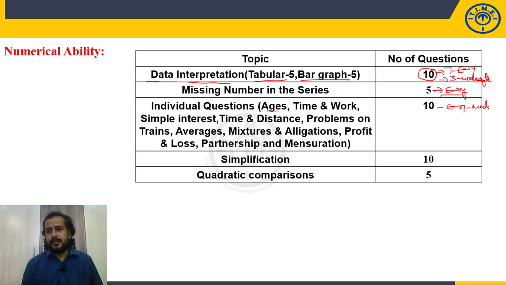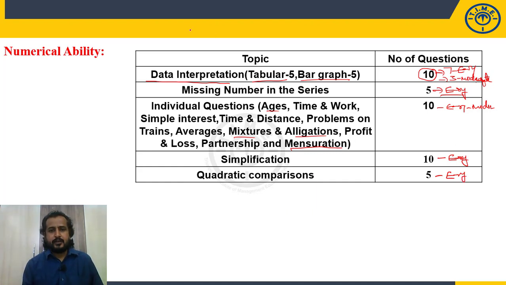Some of the questions are easy and few questions are moderate. Mixture allocations, level of difficulty rated moderate. Mensuration, level of difficulty rated moderate. Simplification, all 10 simplification questions are easy and doable questions. Even the quadratic equations are also very easy and doable questions.